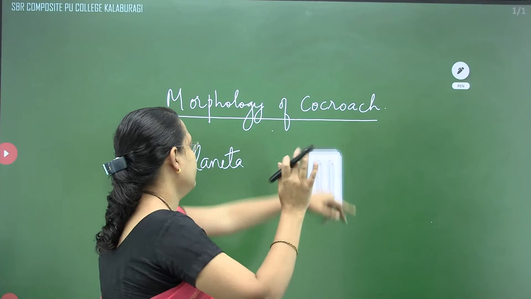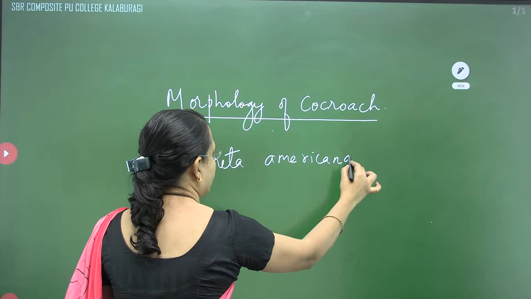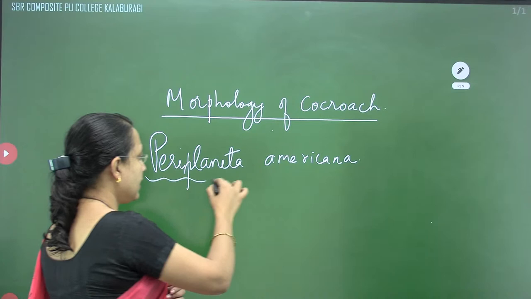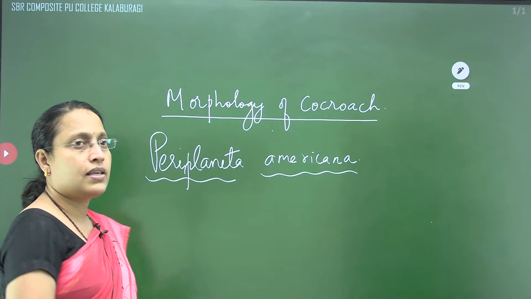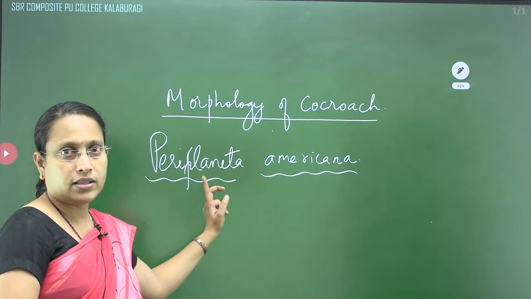Periplaneta americana. So this is the generic name, or genus name, and this portion is the species name. Together they denote a particular species of cockroach. This species, Periplaneta americana, is widely distributed on the earth.